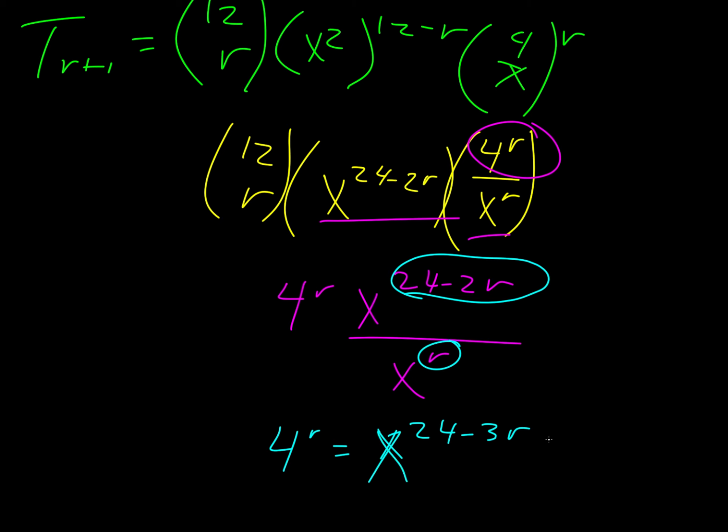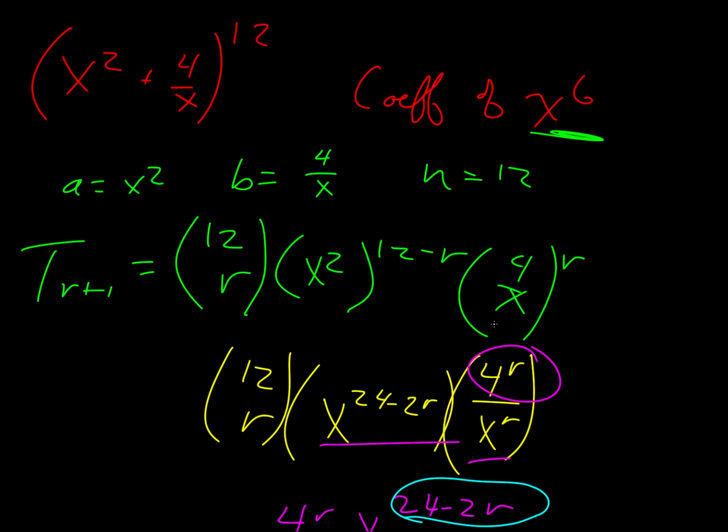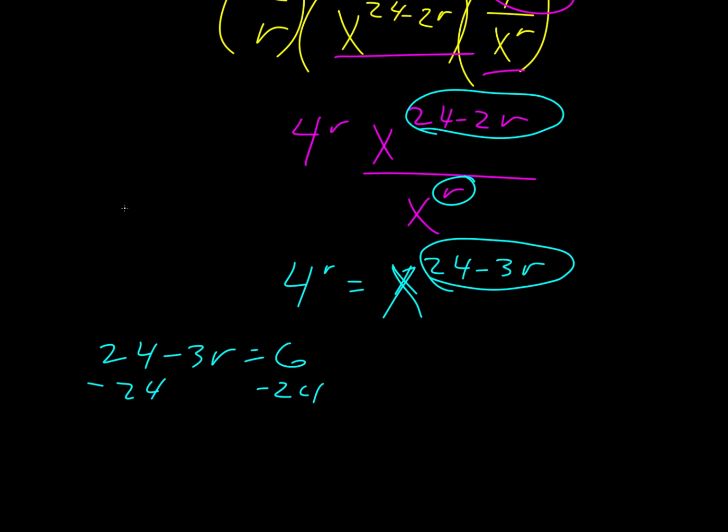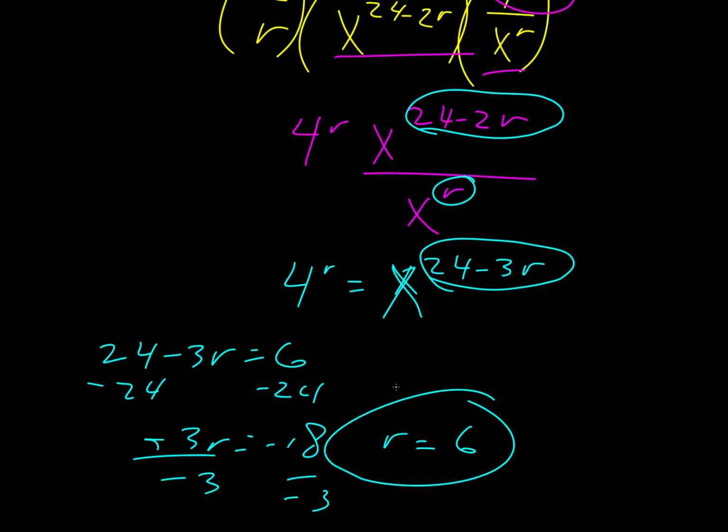Now, what we're going to do is we're going to take this, and we want it to be equal to 6, because originally we were trying to find the coefficient of x to the 6th. So we're just going to say 24 minus 3r equals 6. Subtract 24. Divided by negative 3. So r ends up equaling 6.